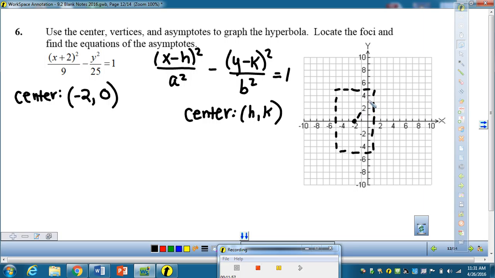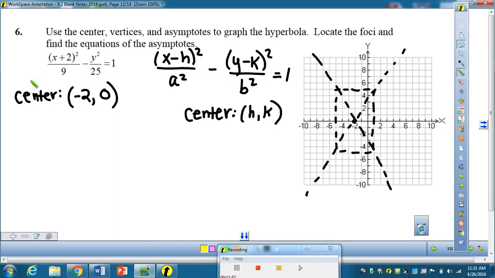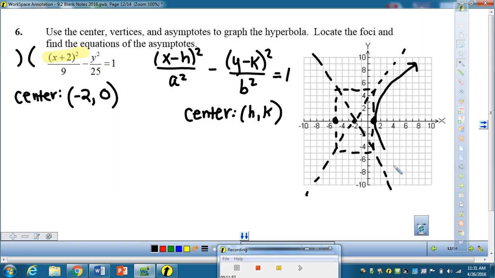And then we're going to draw in the asymptotes. The asymptotes pass through the center and they pass through the corners. The x squared comes first, and so that tells us that the shape is going to look like this. We make the vertices at the boundaries of our box in the x direction, on top of the x-axis, and then we draw our curve going through the vertices and getting closer to the diagonal asymptotes. All right, so we've done our graph.